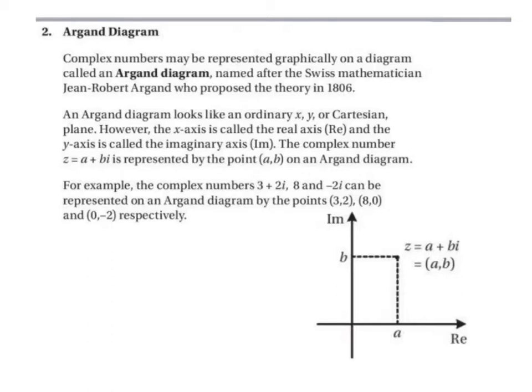The complex number z equals a plus bi is represented by the point (a, b) on an Argand diagram. So this is the point z, which is the complex number a plus bi, and the a part is the real part, and the b part is the imaginary part. For example, the complex numbers 3 plus 2i, 8, and minus 2i can be represented on the Argand diagram by the points (3, 2), (8, 0), and (0, minus 2) respectively.